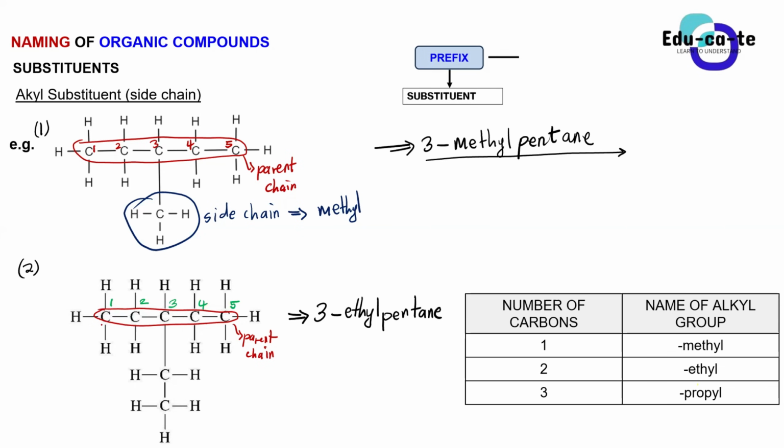So even if you number it from left to right or from right to left, for these ones specifically, it doesn't matter, but later on you will see where the numbering matters for some other ones. For this one, even if you number from left to right or from right to left, you only find out that this substituent, this side chain, is on carbon 3 no matter what.